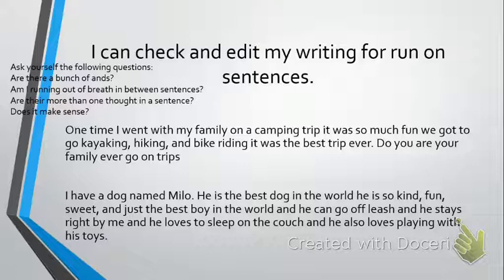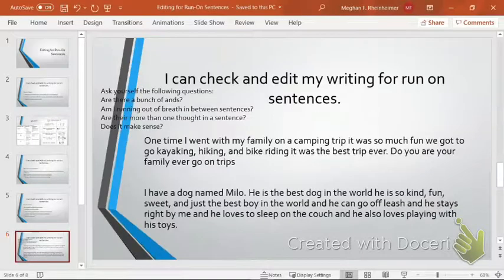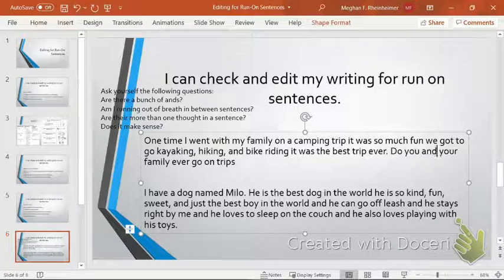One time I went with my family on a camping trip. It was so much fun. We got to go kayaking, hiking, and biking. It was the best trip ever. I'm kind of running out of breath. Do you or your family ever go on trips? I think that's supposed to say and. Okay. And then, is there more than one thought? So the thing, one time I went on a family trip and we listed all the things, that was one thought. It was the best trip ever, kind of sounds like another thought to me. So I'm thinking I already know what's going on. Okay. I'm going to fix this because of the do you and, right?